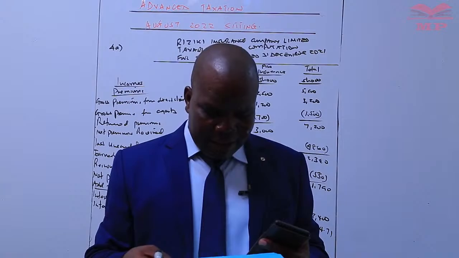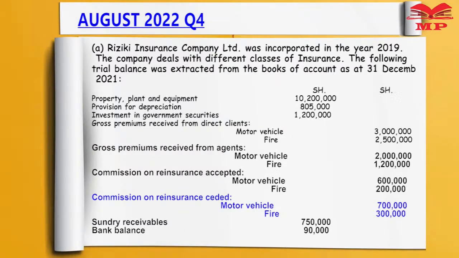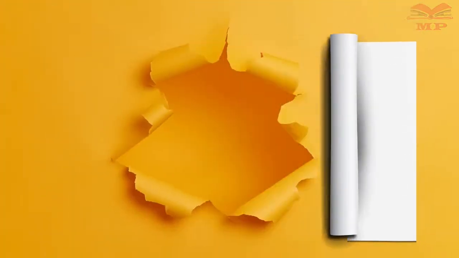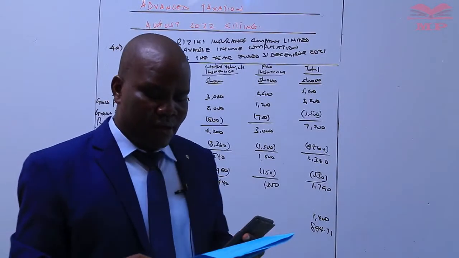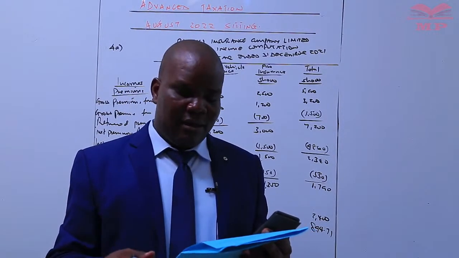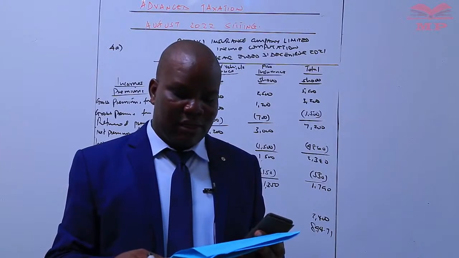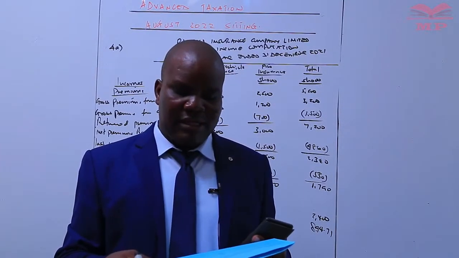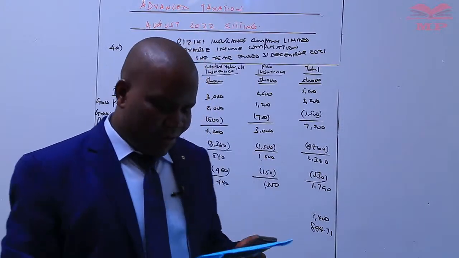We go to other incomes, if they are there. We have what they are calling commission on reinsurance ceded, that is a taxable income. So that reminds you to be able to understand what we call commission on reinsurance ceded and commission on reinsurance accepted. Commission on reinsurance ceded is a taxable income. Commission on reinsurance accepted is an allowable expense.